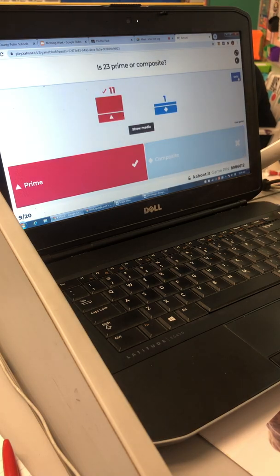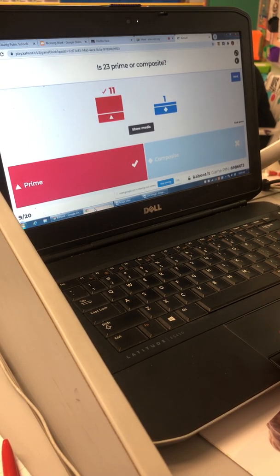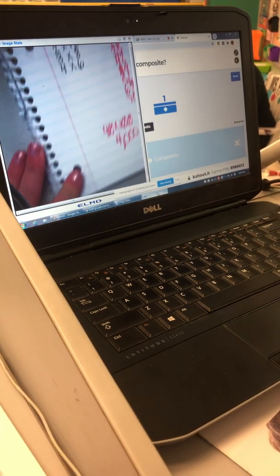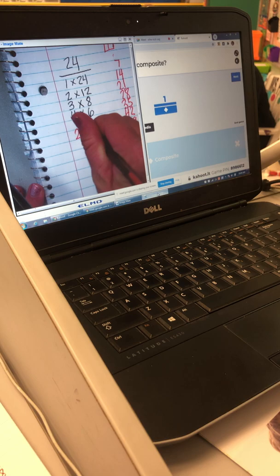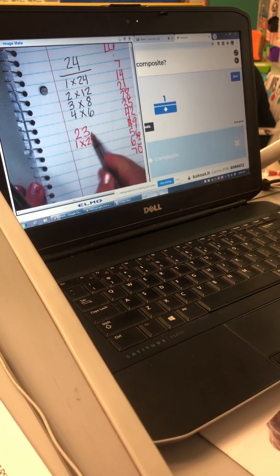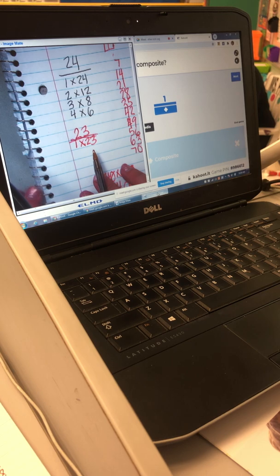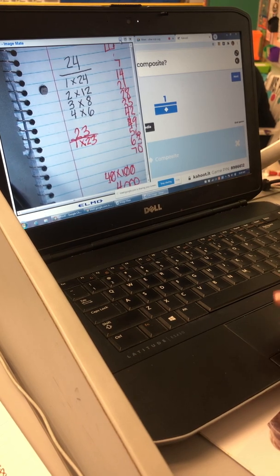All right, the answer is prime. There is no number I can multiply to get 23. Oh wait, that was the wrong one. All right, our factors of 23 are 1 times 23. Is it an even number? No, so it is not 2. There's no 3 times anything that can give me 23. 4 can't either. 5 can't either. So it is a prime number.